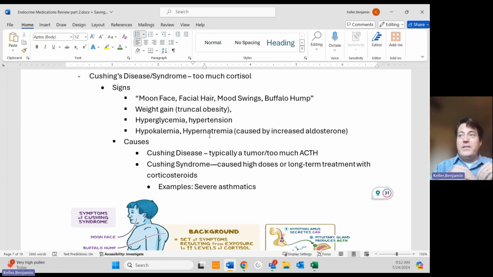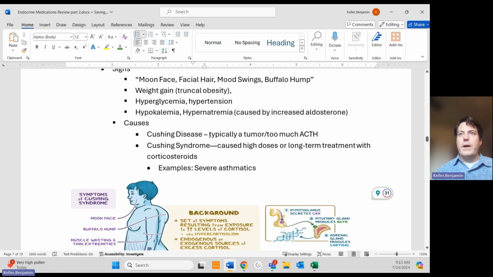It also increases the amount of aldosterone, and aldosterone causes you to waste potassium and hang on to sodium. So you're going to have hypernatremia, high sodium, low potassium, and too much aldosterone also causes hypertension. So you're starting to see how this can create some other health issues, right?